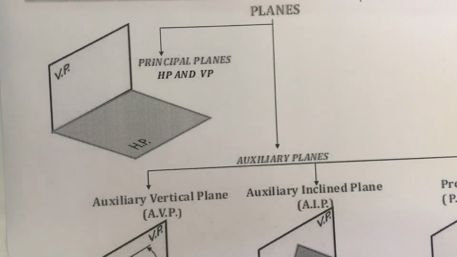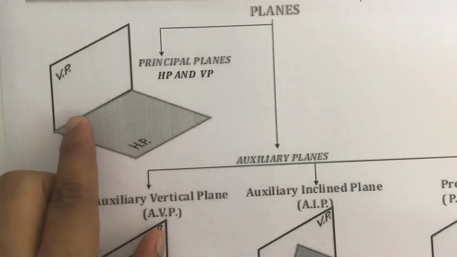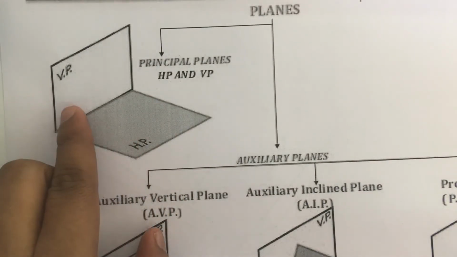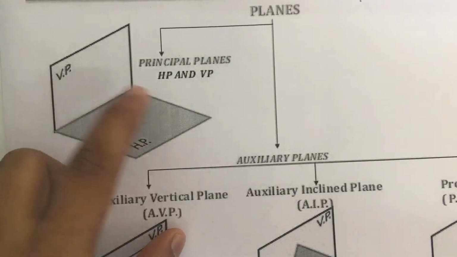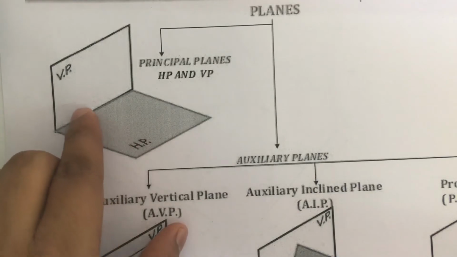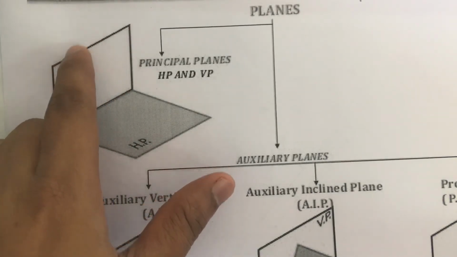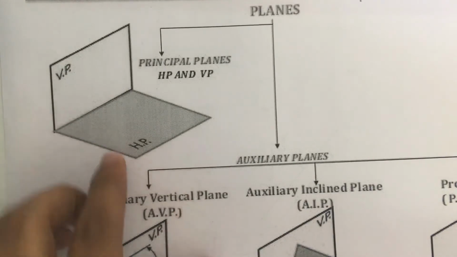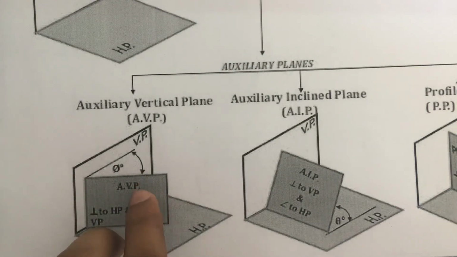So now we are studying various planes. I think you all are familiar with the reference or principal planes HP and VP. They will appear like a straight line in front view. The horizontal plane appears like a straight line in front view. The vertical plane will appear like a straight line in top view. Similarly, our auxiliary cutting planes will appear like straight lines in either front view or top view.